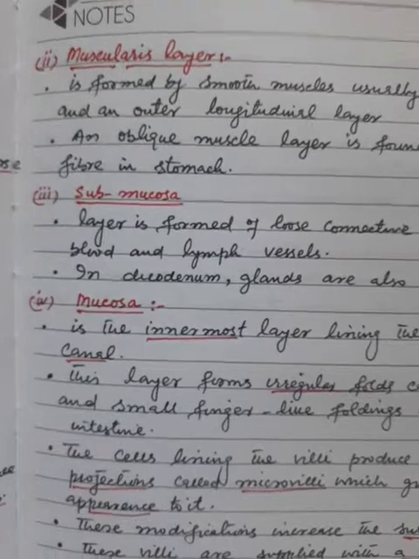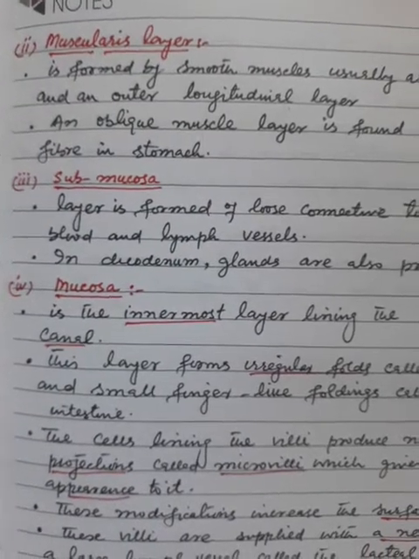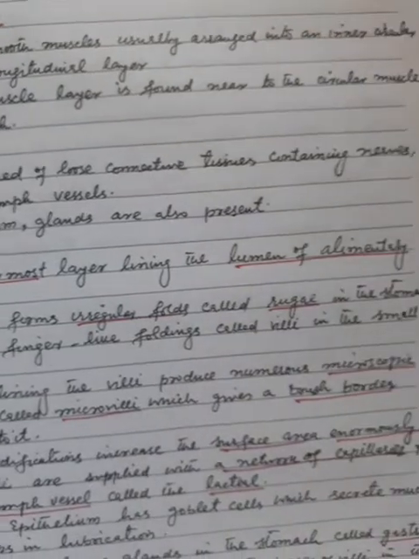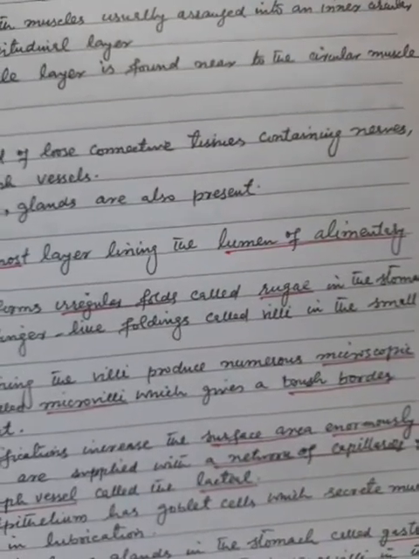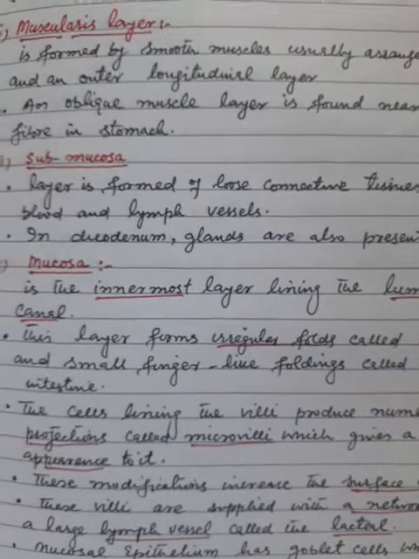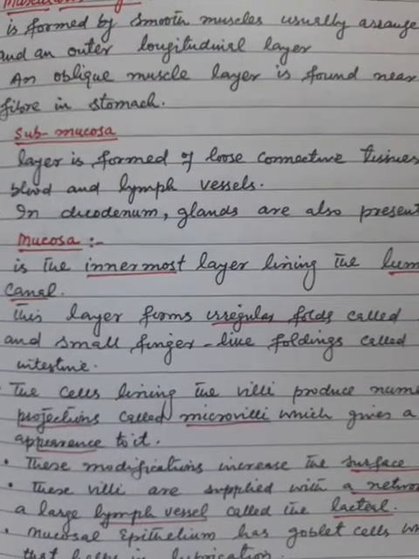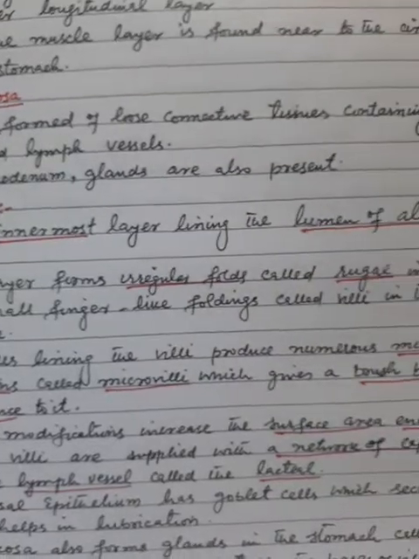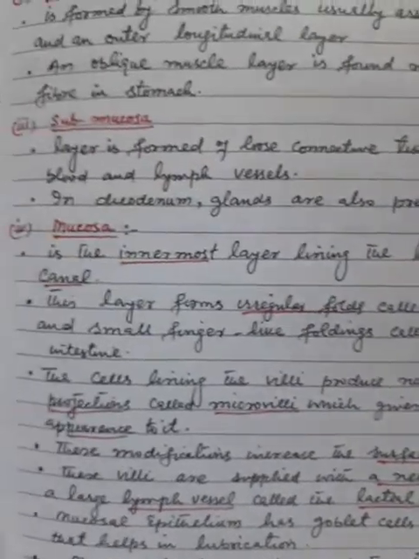Now the third layer, that is submucosa. Submucosal layer is formed of loose connective tissues containing nerves, blood and lymph vessels. In duodenum, glands are also present.